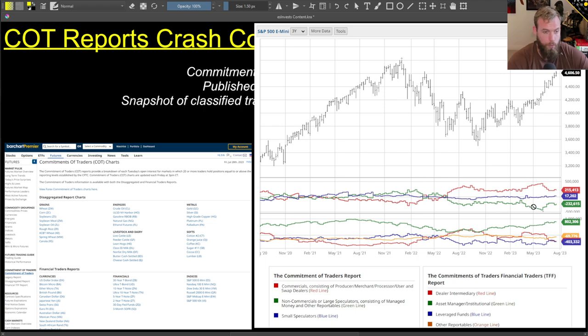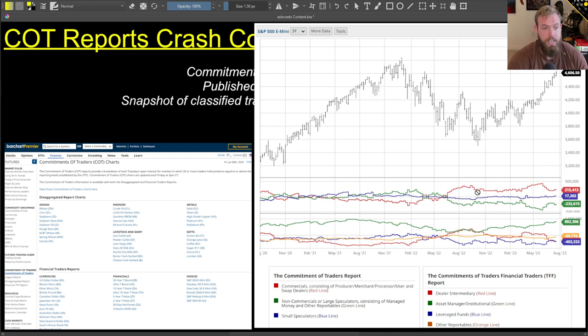And the cool part with Barchart, which we'll see in just a second, you can actually get rid of the noise if you don't want to see stuff. Because, for example, here, the green line is what we care about. These are the NCs, which are, you got it, the large speculators. These are the people that we care about.